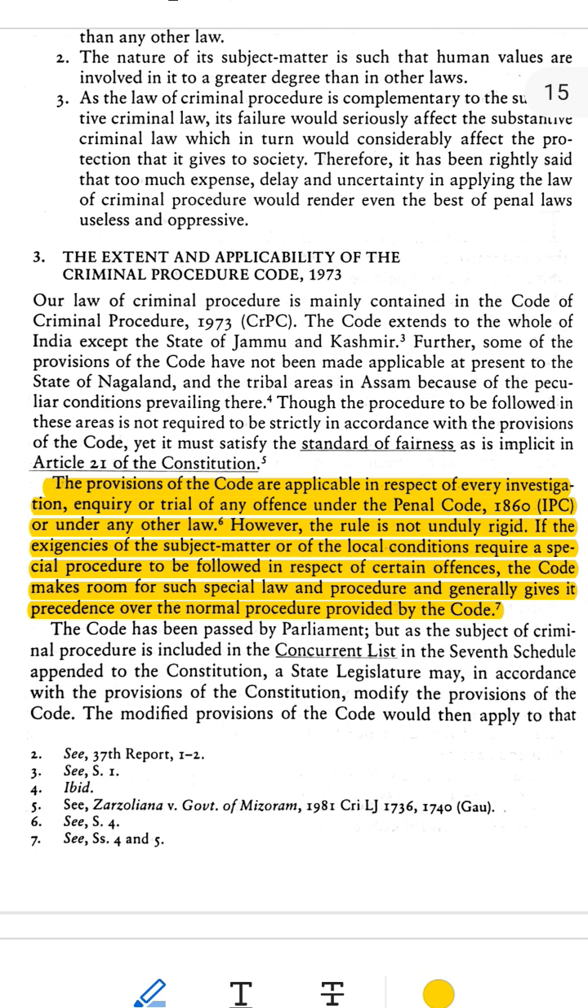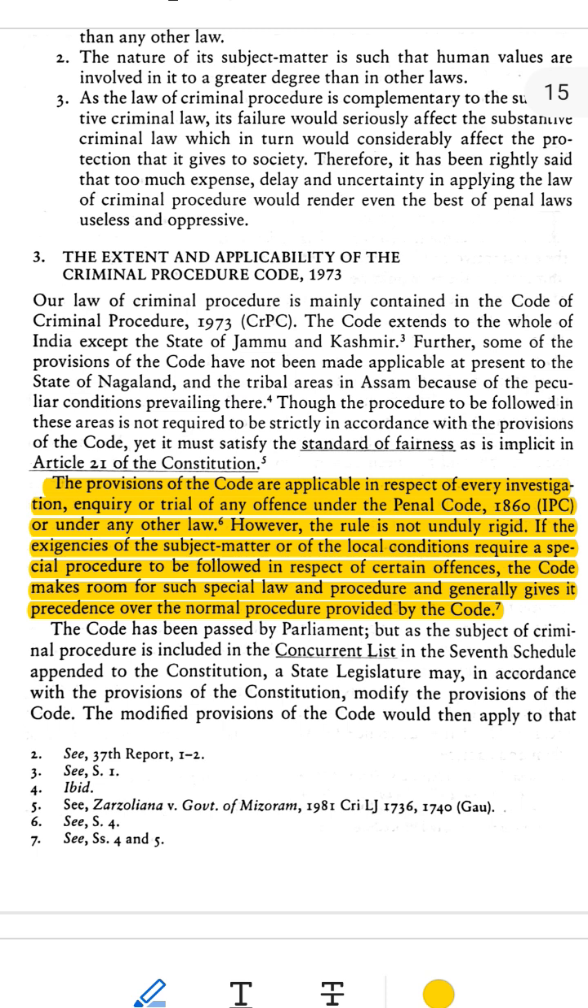If the exigencies of the subject matter or of the local conditions require a special procedure to be followed in respect of certain offenses, the code makes room for such special law and procedure. Exigencies of the subject matter: This means special or urgent needs related to the type of crime being dealt with. Local conditions: These are the special conditions of a particular place, like tribal areas, remote regions, or certain cultural practices. Special procedure: If the regular procedures in CRPC cannot work in certain areas or for certain crimes because of local conditions or the nature of the crime, the law allows special rules to apply.